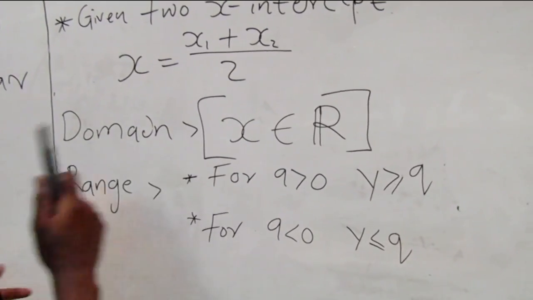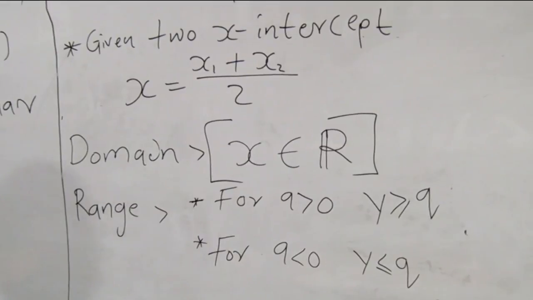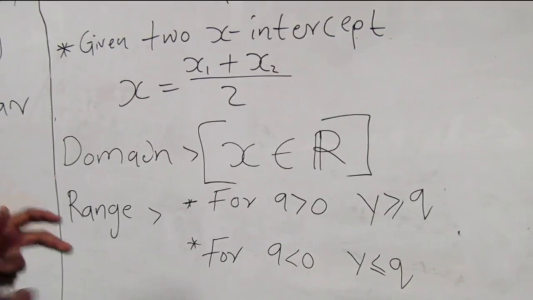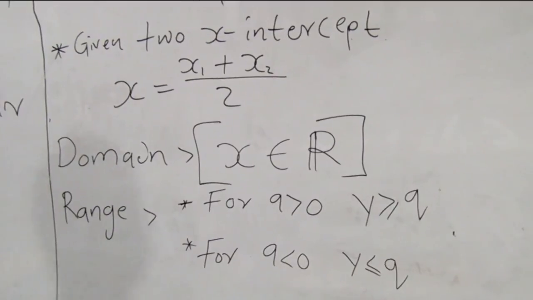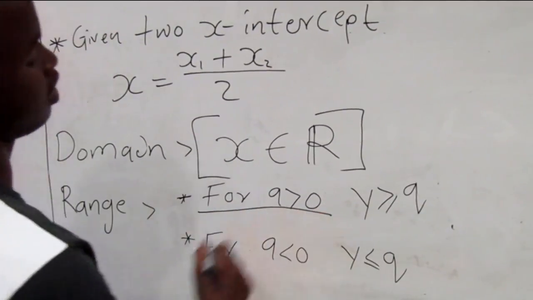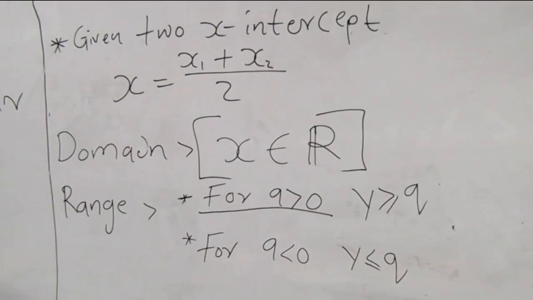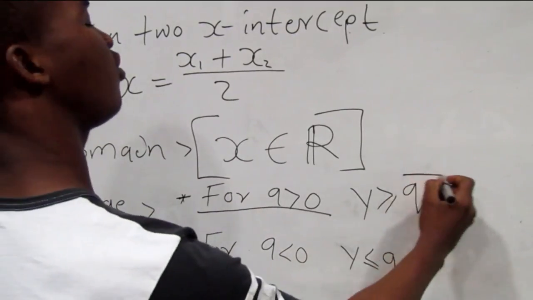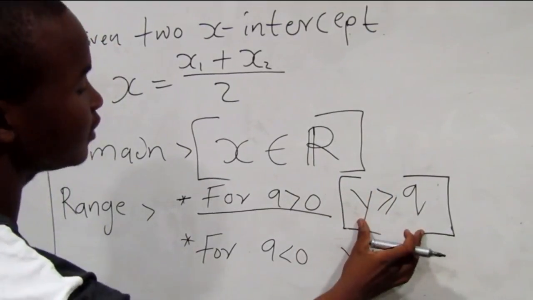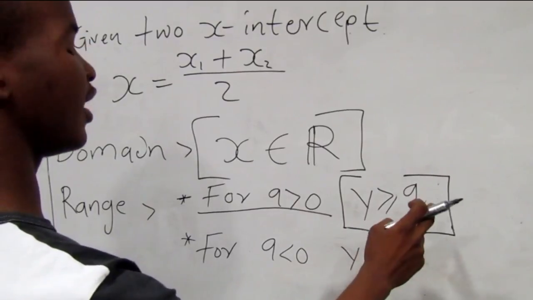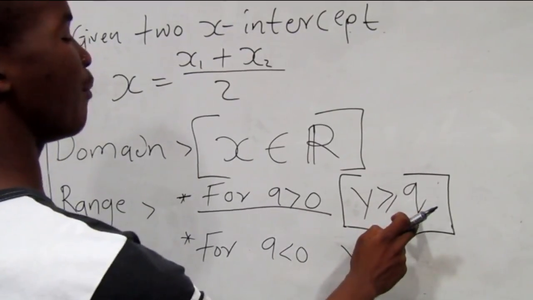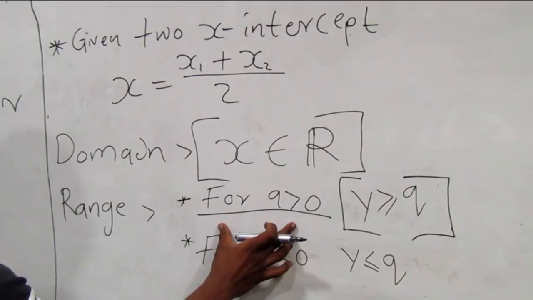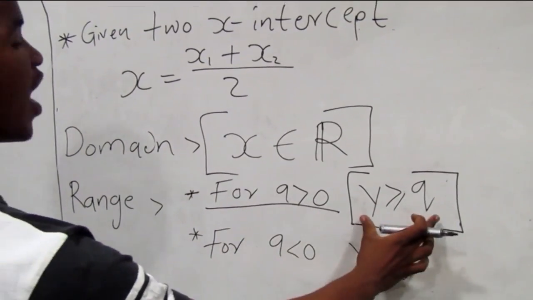If we need to solve for q, we can solve using two general equations, which I did explain when I was explaining the turning point. Meaning, this is our first condition that says for a is greater than 0, y is greater or equal to q, where when you are being asked for a range, you need to write this, then you substitute the value of q here. The q can either be positive or negative. q can either be negative 5 or positive 5. You don't write this. This is a condition that shows you how we are going to obtain your range. For a greater than 0, y is greater or equal to q.